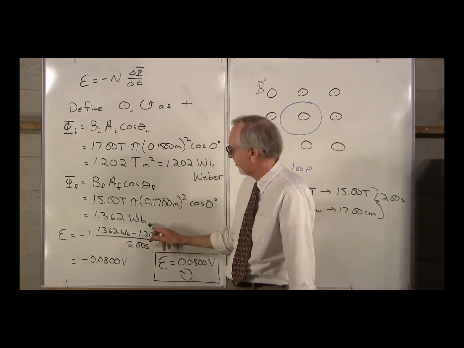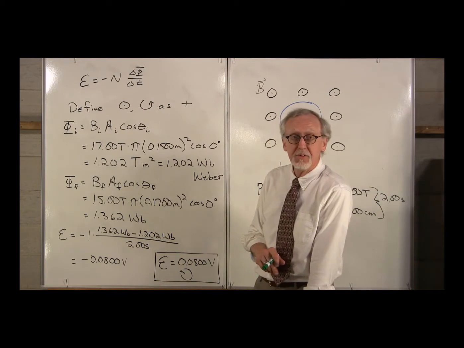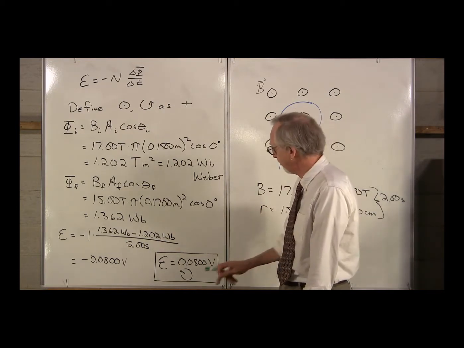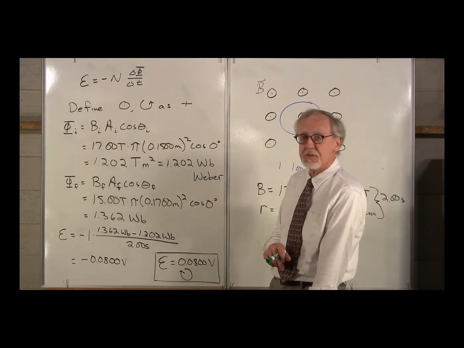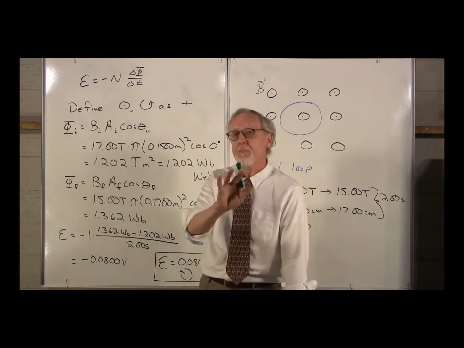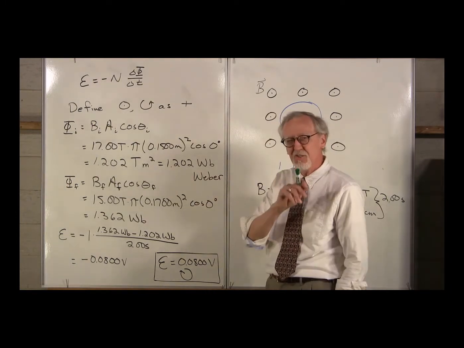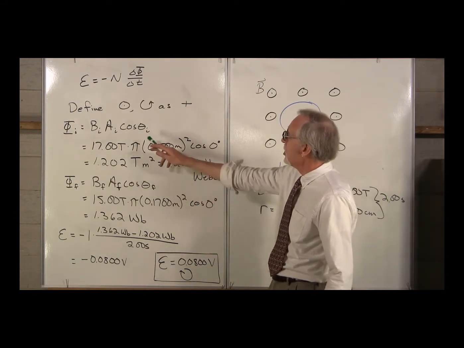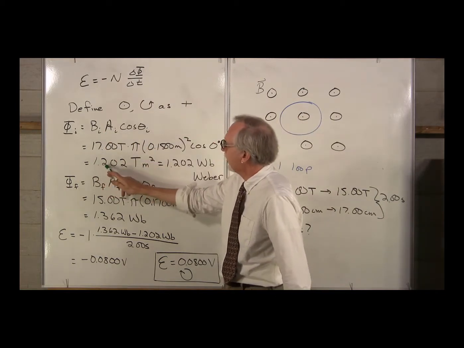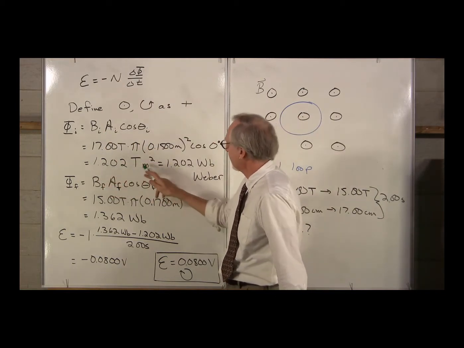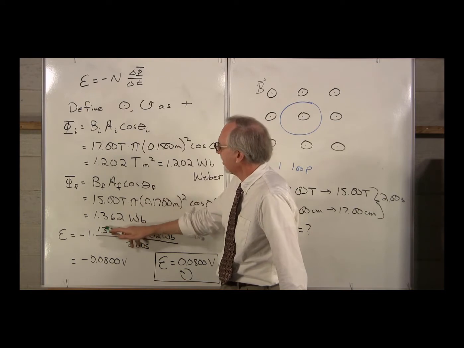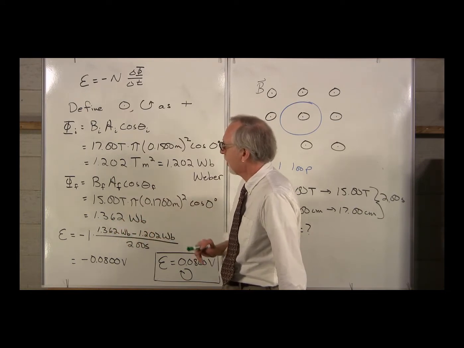So I had to write this with 4 so that we would end up with 3 sig figs in the very end. Excellent. There is the result. Notice that the initial flux is 1.202 Tesla meter squared, Weber, while the final flux is 1.362 Webers.